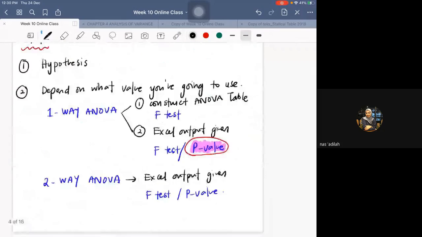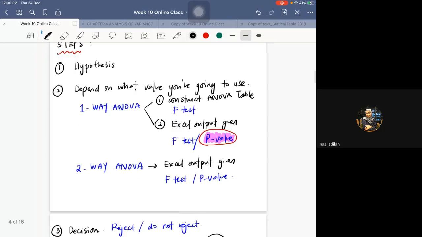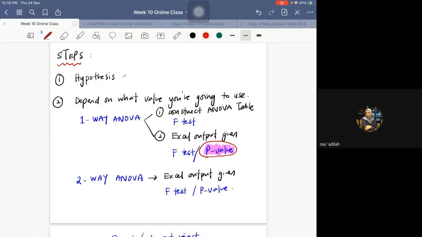Okay, so the steps on how to do the hypothesis testing for ANOVA are pretty much the same idea as what you did in chapter 3. So step number 1 is stating the hypothesis. There will be H null and H alternative, like you always do.